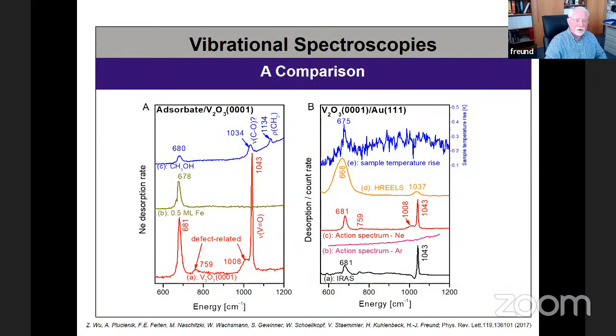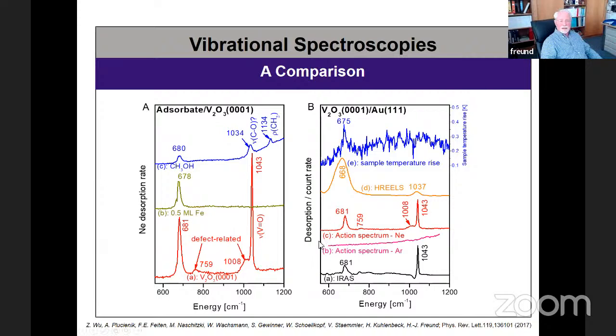This is the action spectrum here, and here you compare it to a spectrum taken with standard infrared spectroscopy. And you see, in infrared spectroscopy, you have these positive and these negative peaks, especially here, which come from the fact that in infrared spectroscopy, you always have to take a spectrum and relate it to a reference spectrum. In the case of a surface action spectrum, that's not necessary.